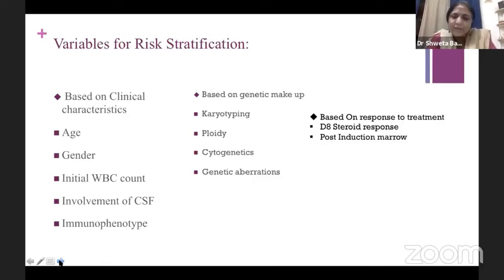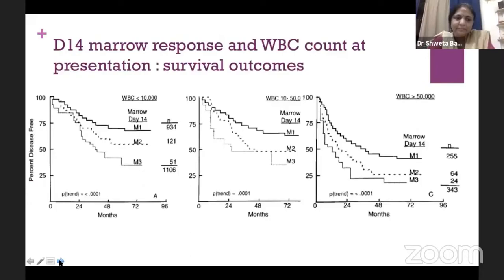So we started looking at the response to treatment. Those patients having a day 8 steroid response and post-induction marrow were looked into, and how they do was considered. So, coming to the next slide. Day 14 marrow was checked and WBC count at presentation was checked. So those patients who had WBC count of less than 10,000 and those who had M1 marrow.